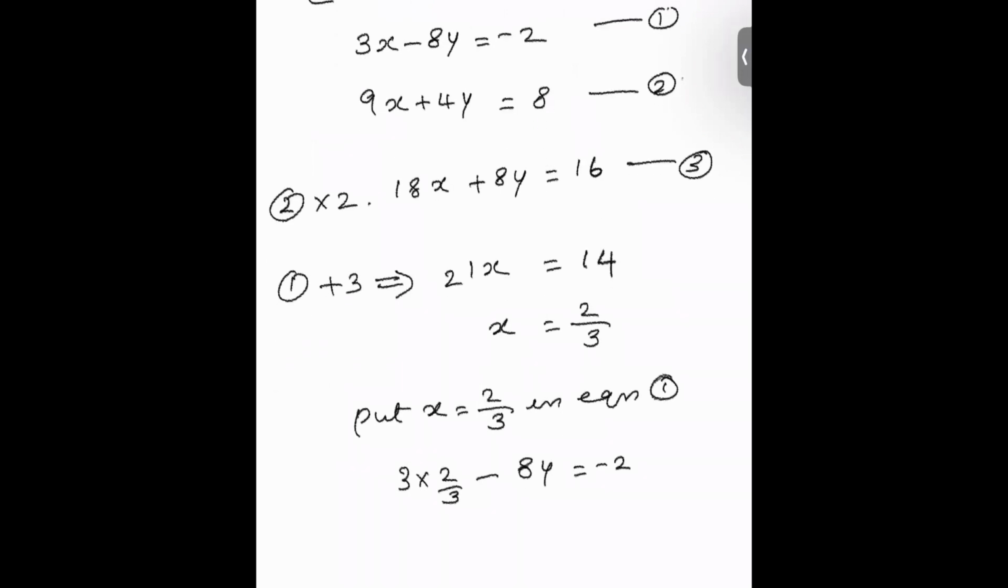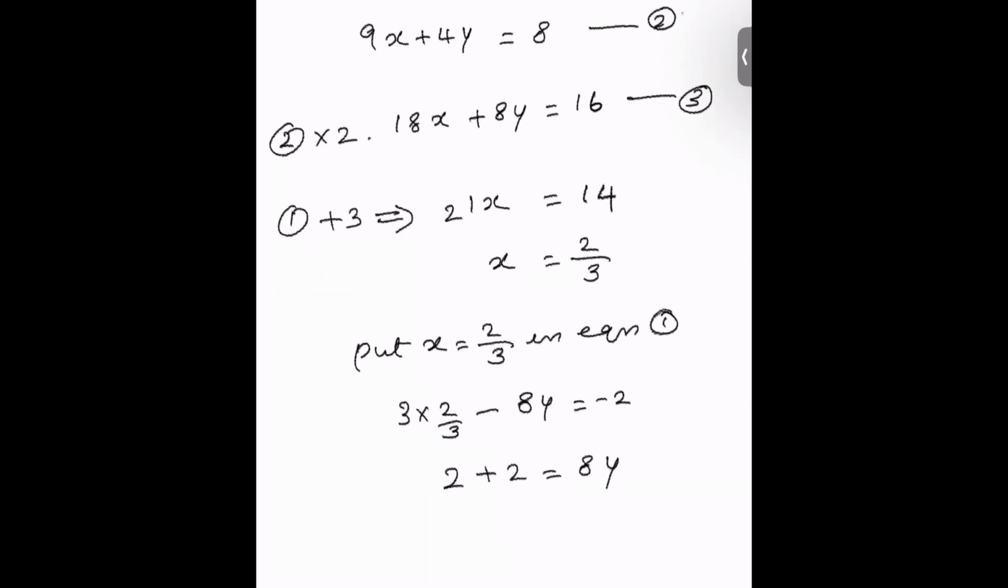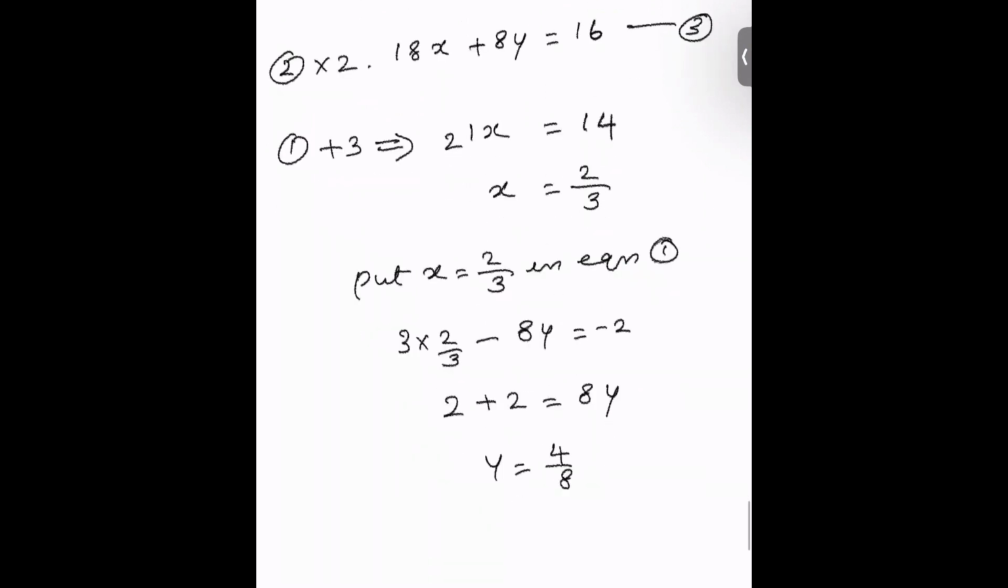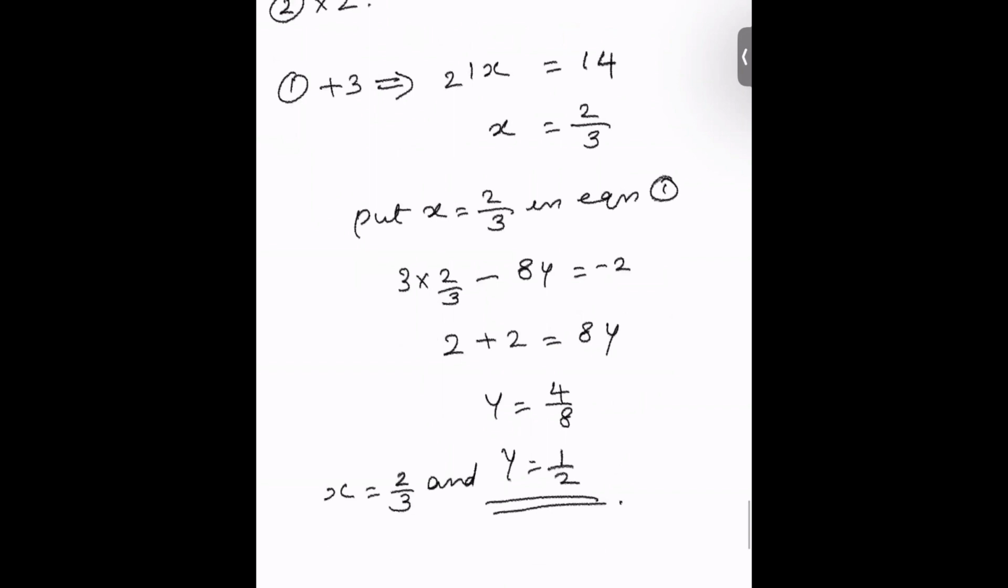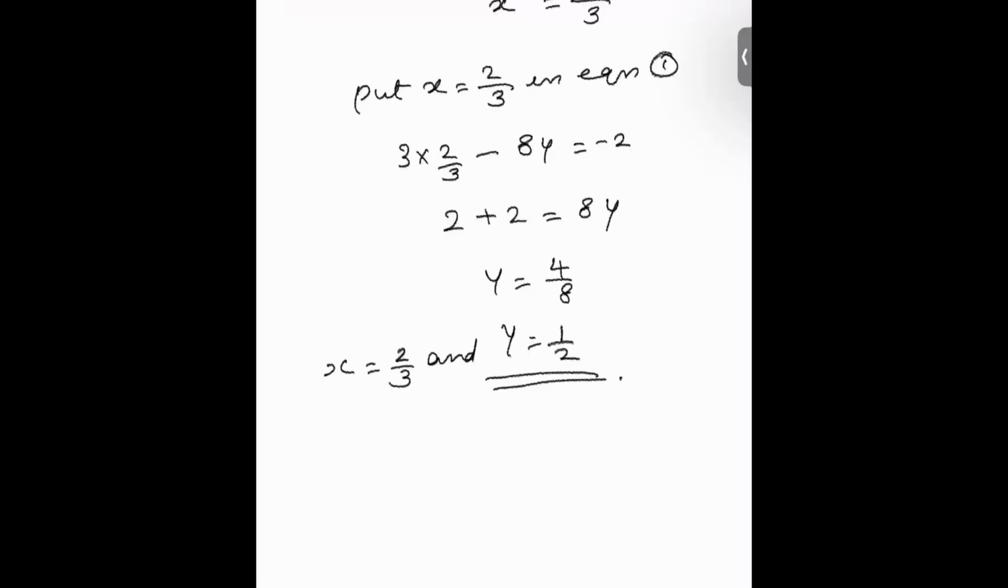So here 3 and 3 will get cancelled out. 2 plus 2 equal to 8y implies y equal to 4 by 8, which is y equal to 1 by 2. So x is equal to 2 by 3 and y equal to 1 by 2.